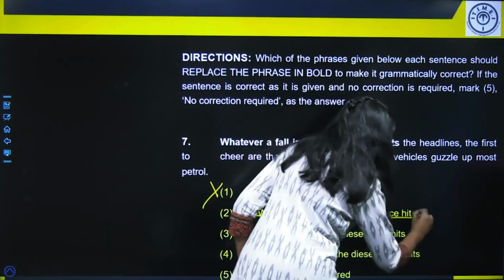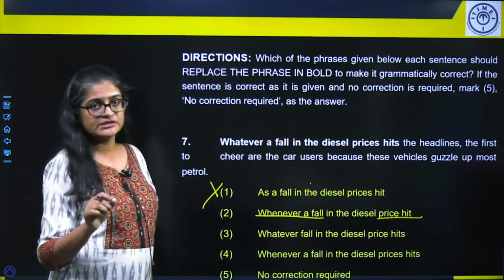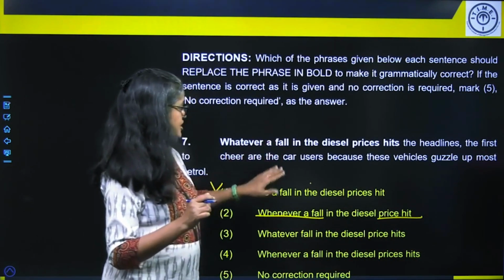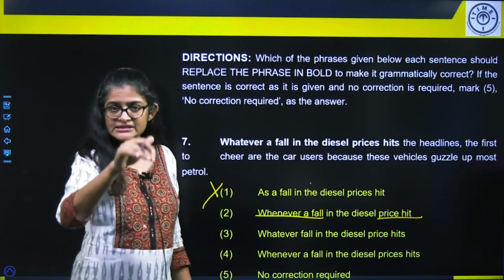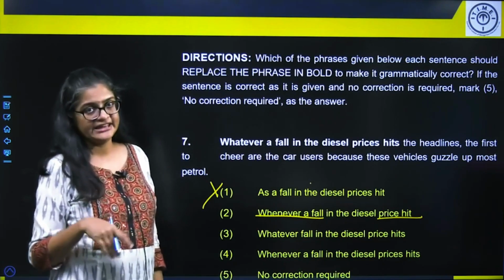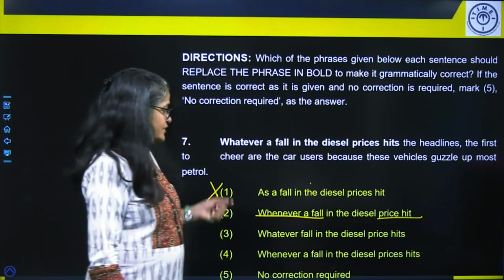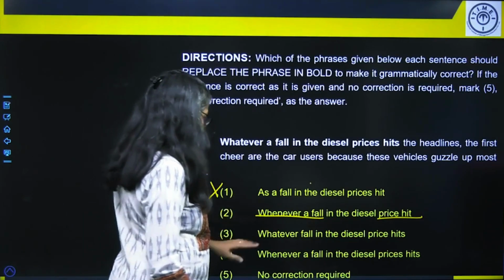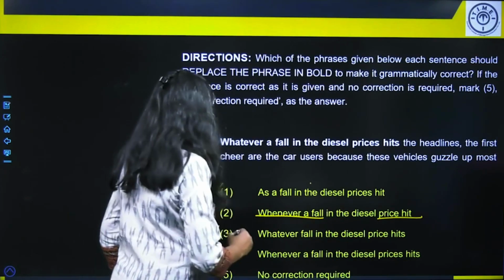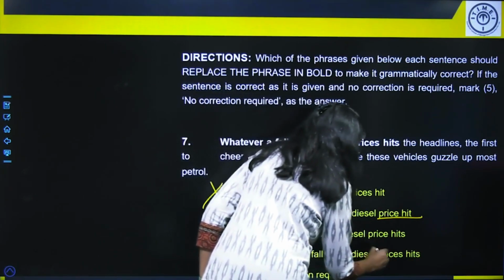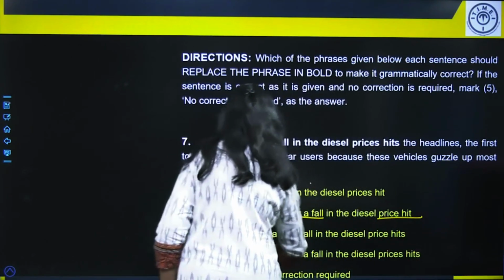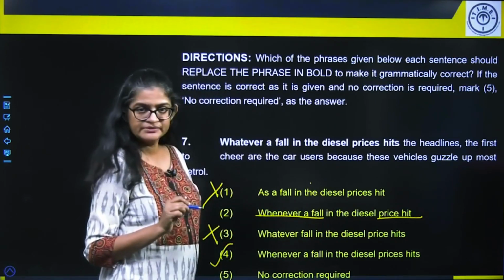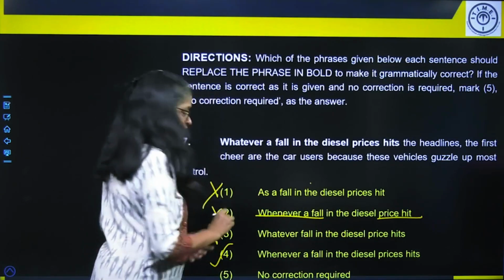Whenever a fall in the diesel prices, it is diesel prices and it should be hits because the subject is fall. What hits? The fall hits the headlines, means it makes headlines. So, it should agree with the singular. Okay. We know it is not whatever. Whenever a fall in the diesel prices hits. Okay. Correct. Got it?